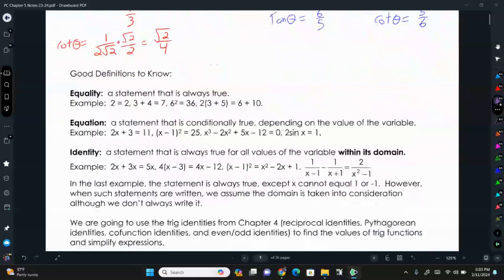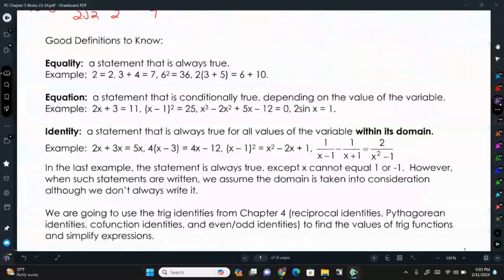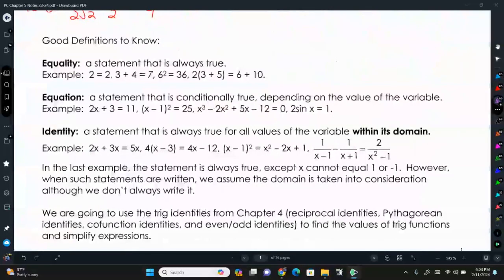So now down here we're going to talk about some statements that we're going to be using a lot. And the problem is, if you just look at them at the surface, you think that they're all the same. But there really are some minute differences. Like an equality is a statement that's always true. 2 equals 2. 3 plus 4 is 7. 6 squared is 36. Those are things that are always true no matter what. So an equation is something that is true sometimes or conditionally depending on the value of the variable.